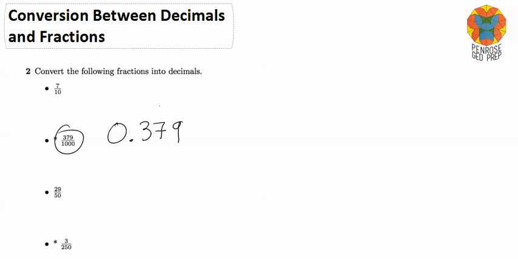So we can read this number off as 379 thousandths, which means that these two numbers are actually the exact same. So when we see a number in the bottom that's just a 1 followed by a bunch of zeros, it's very easy to convert the number from a fraction into a decimal. We just write the number down and put the decimal point so that everything works out.